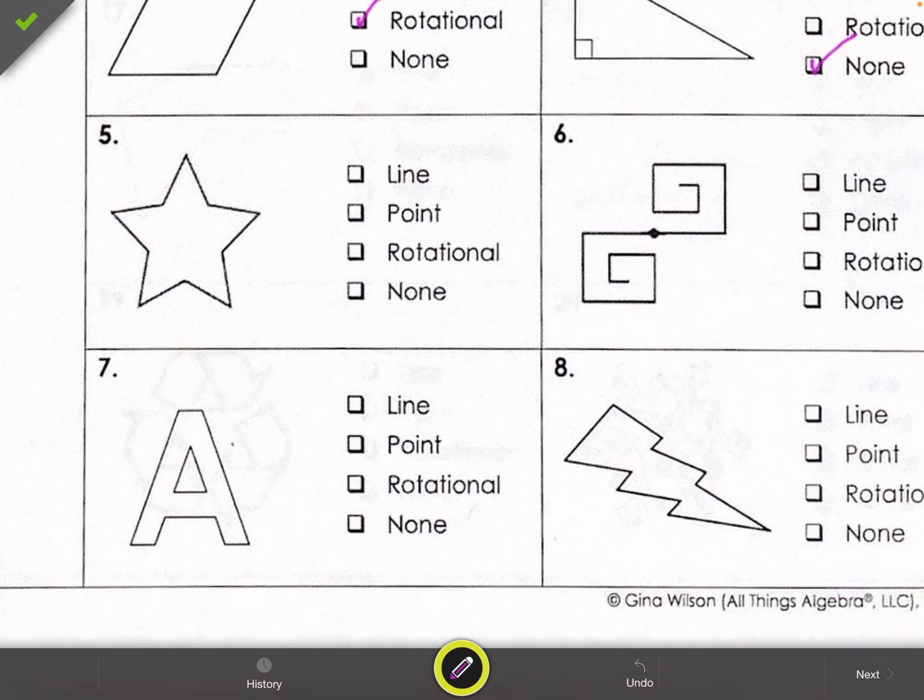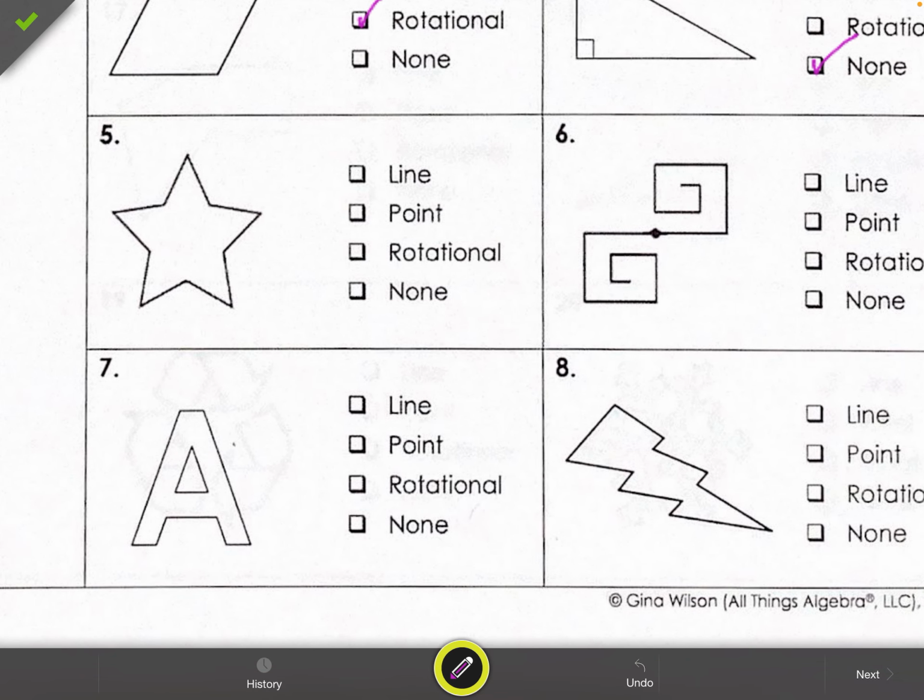All right, number 5, we got the star. Let's check line. All right, I always like vertical and horizontal. That's usually where I go first. Okay, yep, that one works. Now, again, is that the only line of symmetry? No, this actually, you could come out of every point of your star.